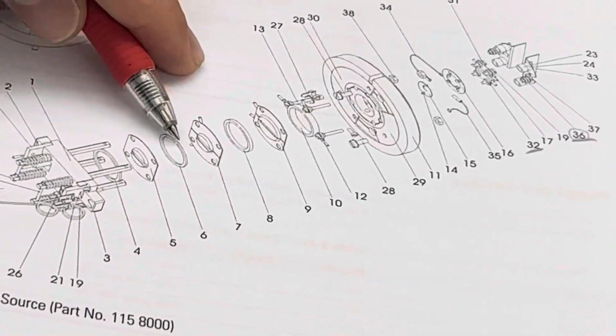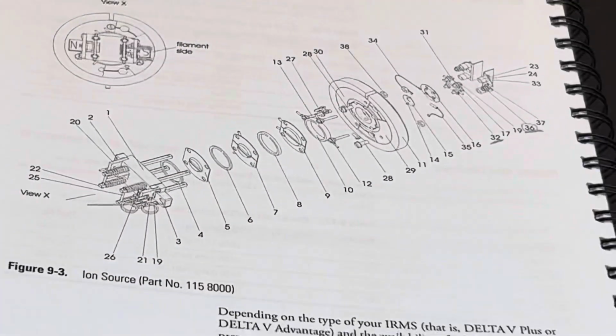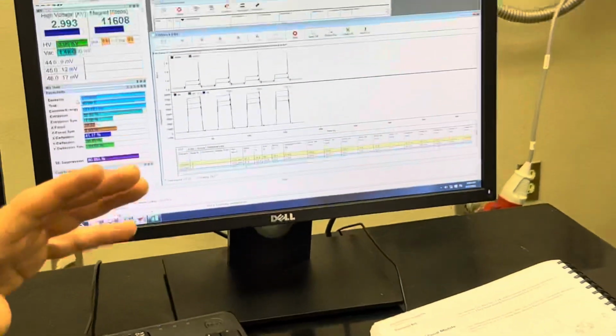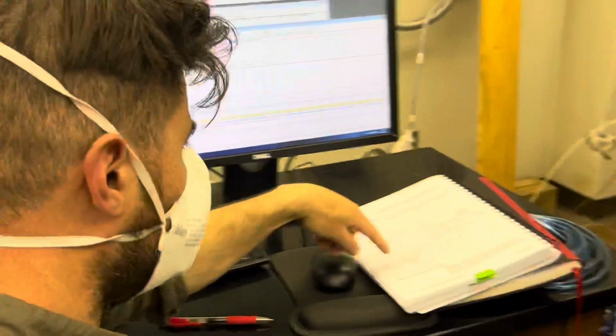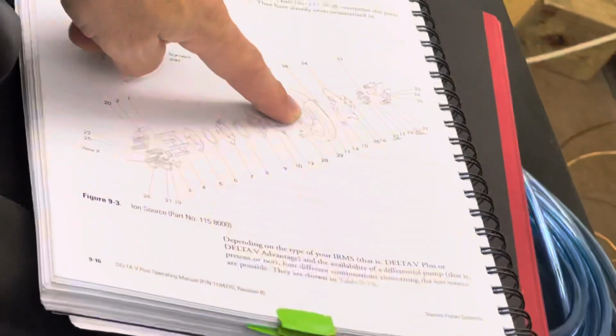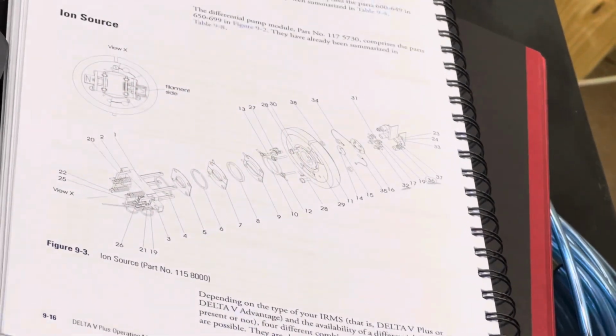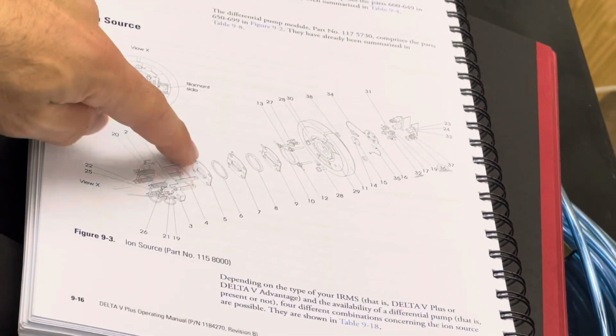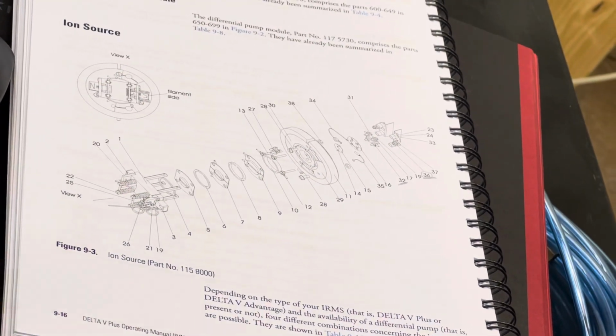There are leads that attach to them, and that gives them electricity to shape and force that electron beam through the source. So there's a slit in there, and the electrons and the ionized gas are being forced through, and these are given electricity to move.